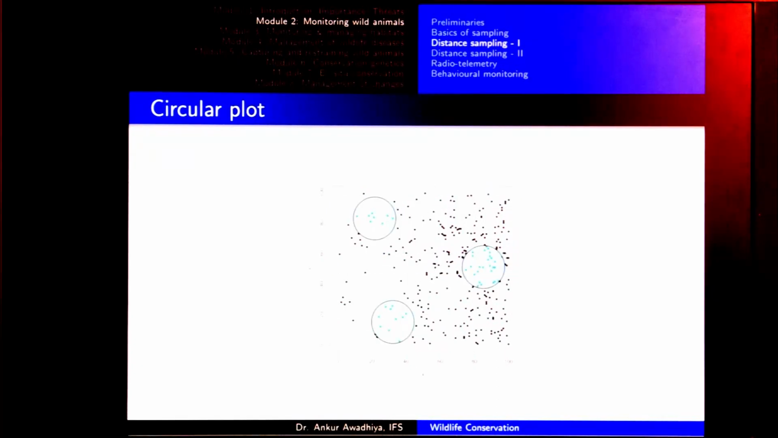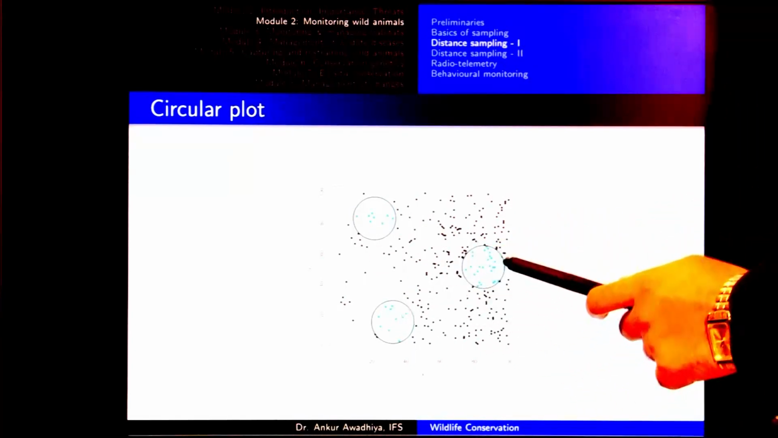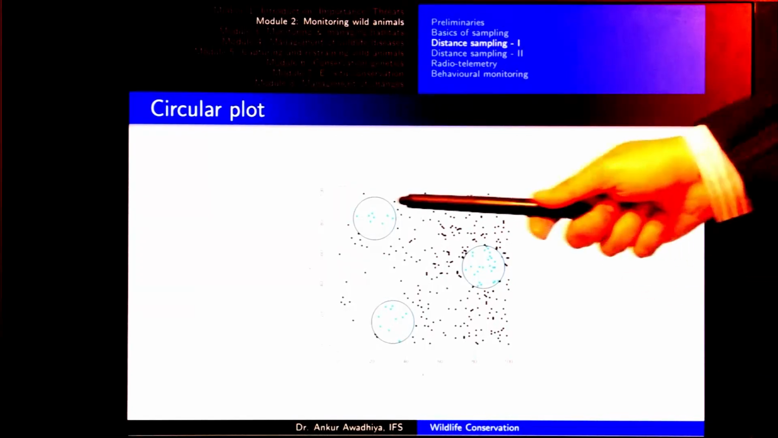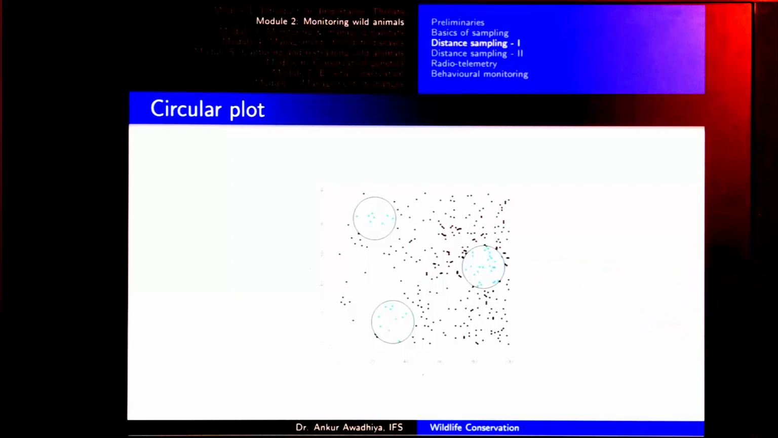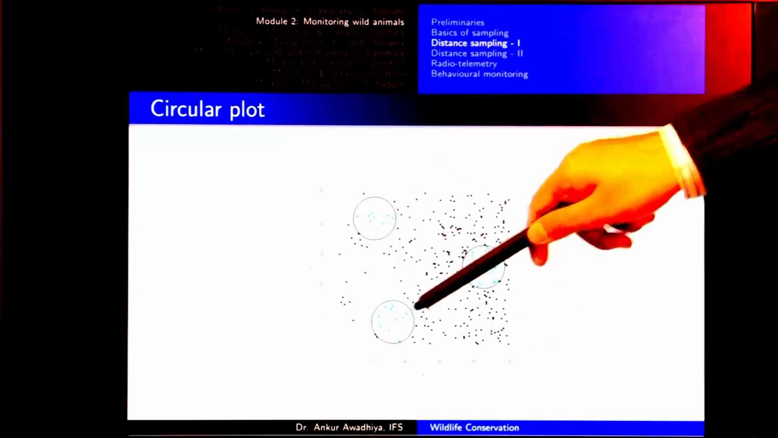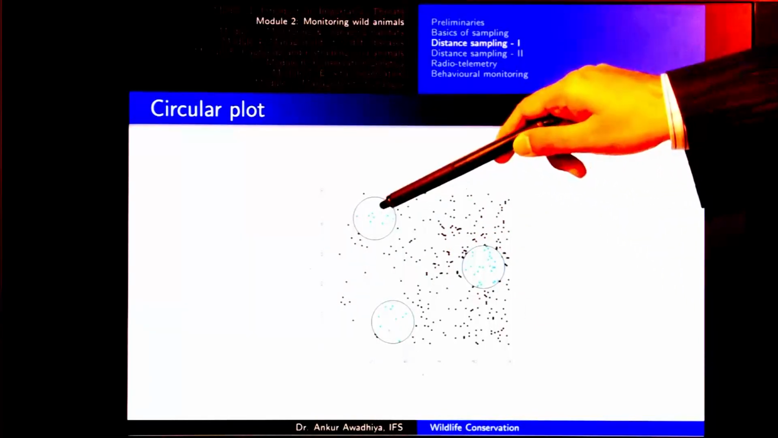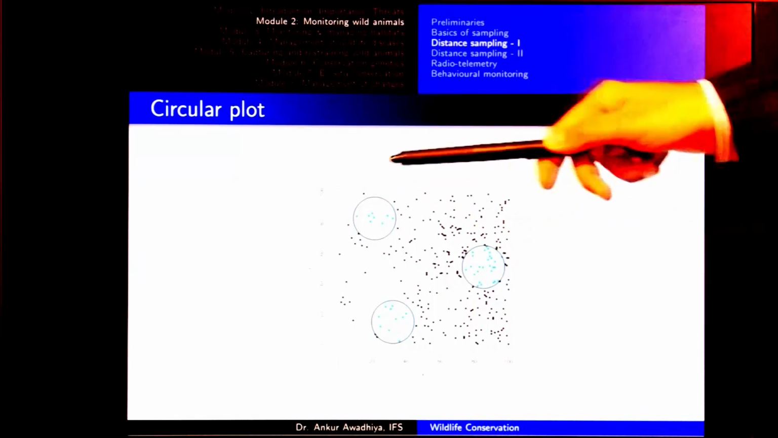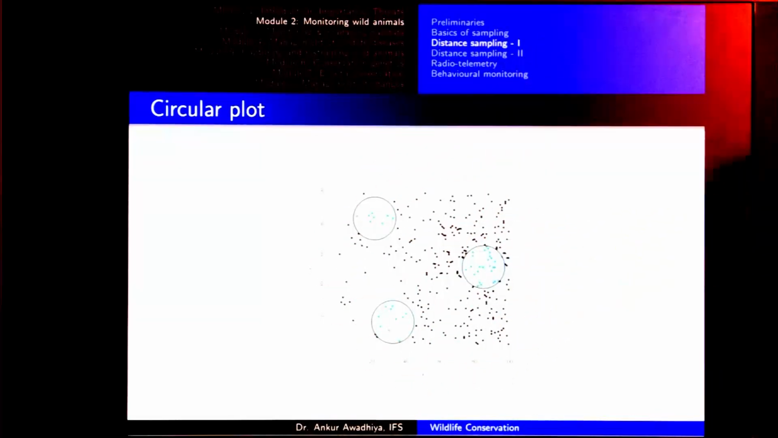Similarly, we could make use of circular plots, and in this case we have these 3 circular plots, and we perform the same procedure. We take the sum of animals in these 3 plots divided by the sum of these 3 areas to get a density, and then we say that the density of our sample is the same as the density of the population. We multiply that with the area of the forest to get the number of animals in the forest.